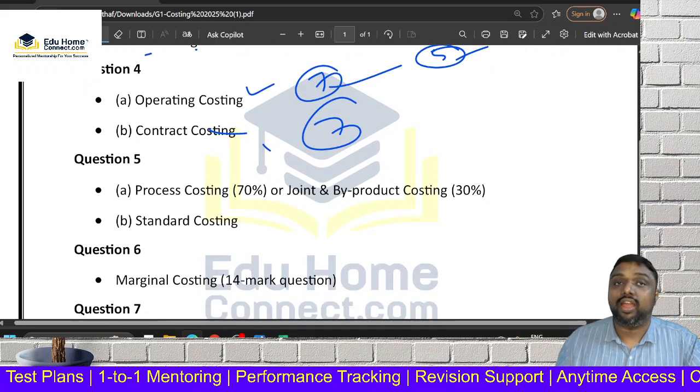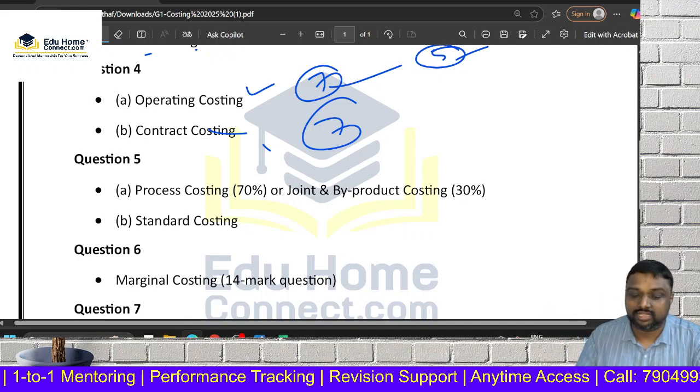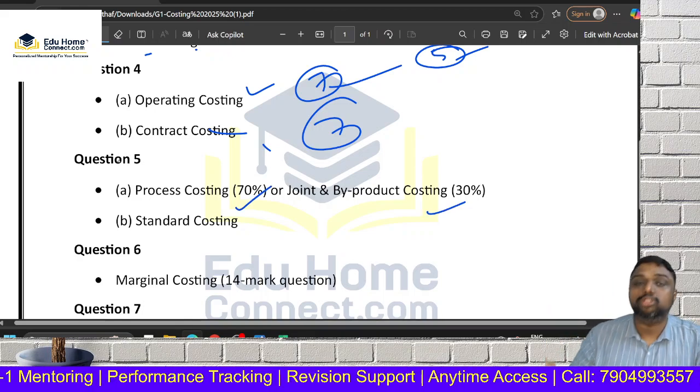Now coming to question 5. Actually, question 5 is all one chapter only. Your chapter name is process costing and joint and by-product. That chapter. Either process costing will come or joint and by-product.